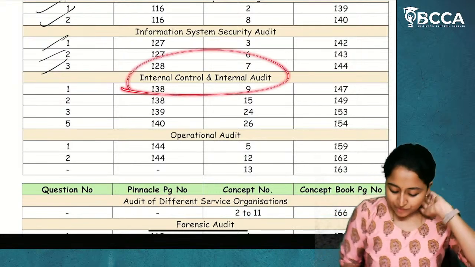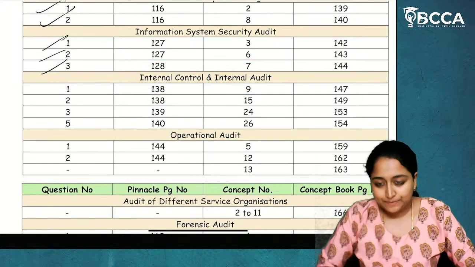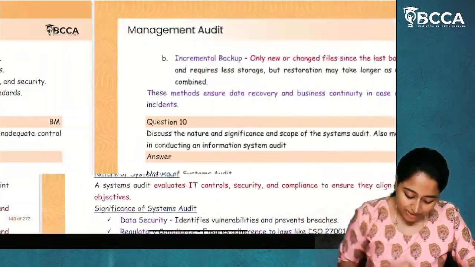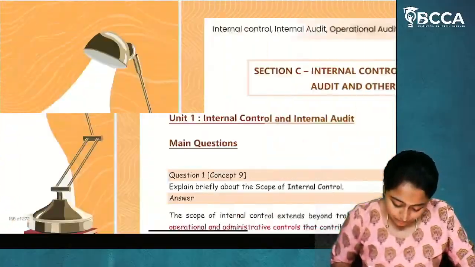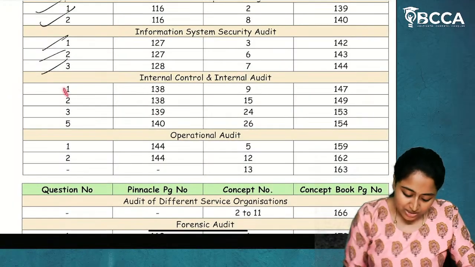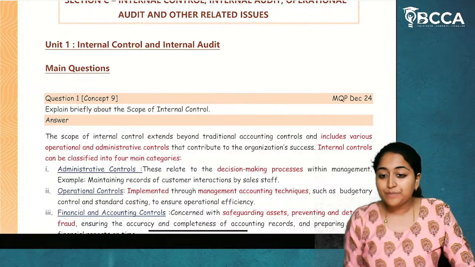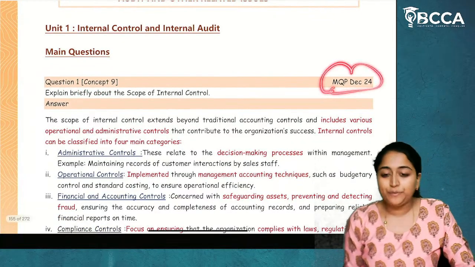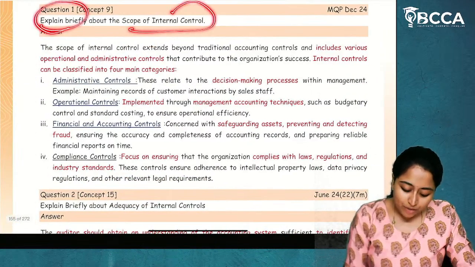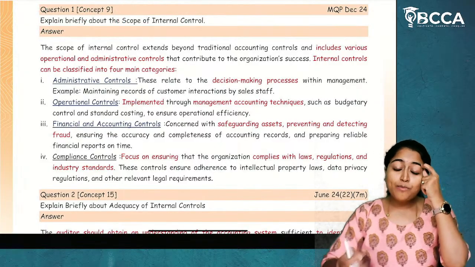Now, we are going to Section C, Unit 1, internal control and internal audit. What are the questions which are important from internal control and internal audit? First, question number 1. Question number 1 is from concept number 9, and this has been tested in the MQP December 2024 attempt. It asks: explain briefly the scope of internal control.